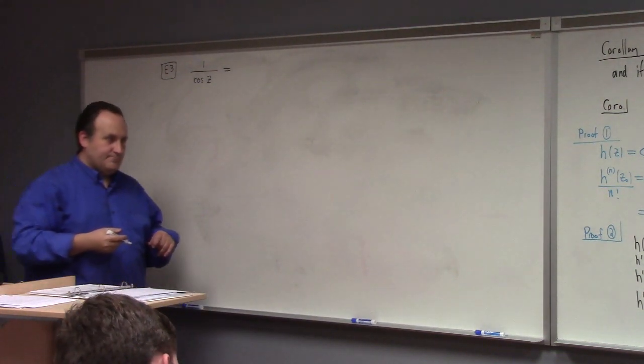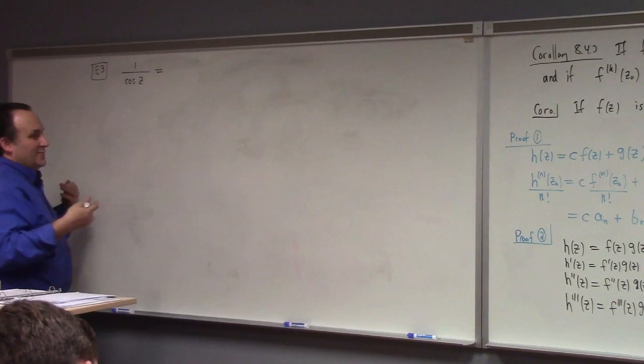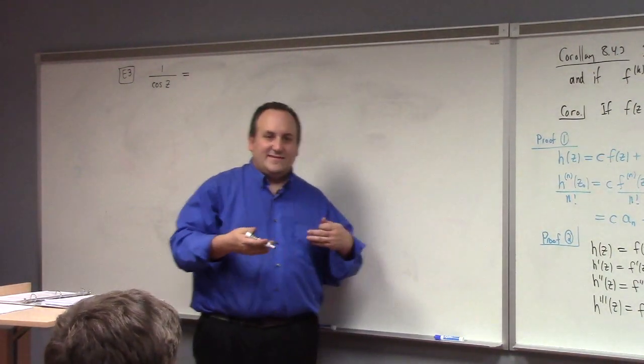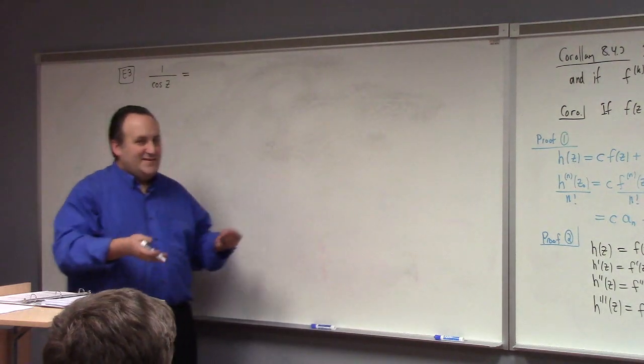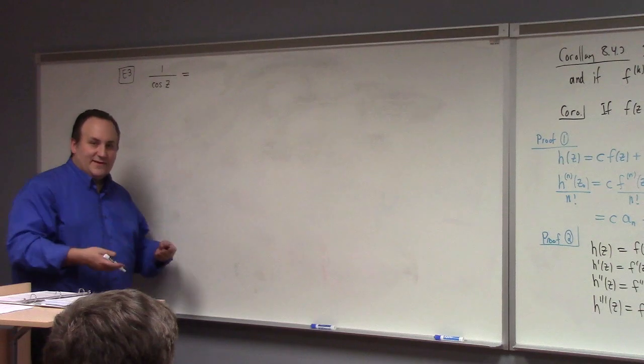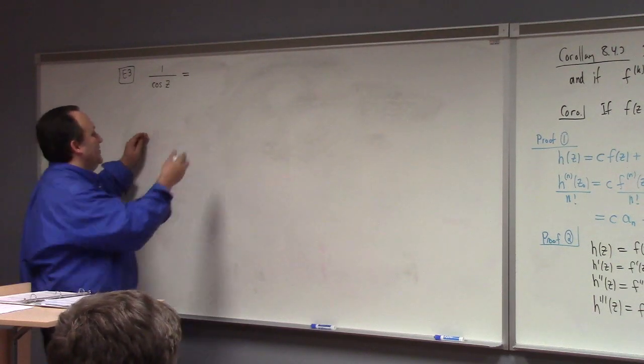All right? So the uninspired way of doing this would just be to say, f of z is secant z, and I'm just going to differentiate it n times. I strongly recommend not doing that, right? So instead, how about this?